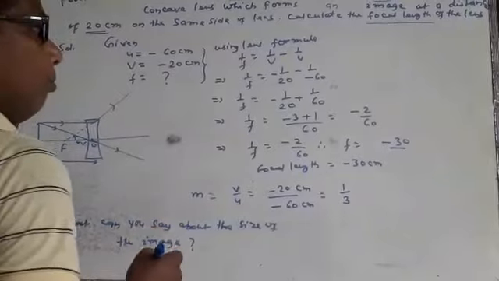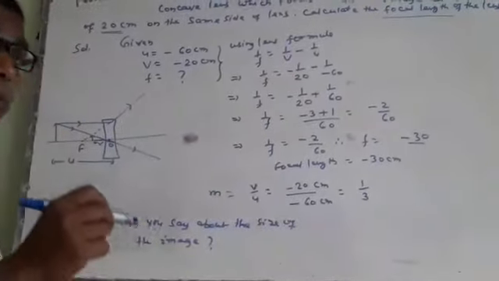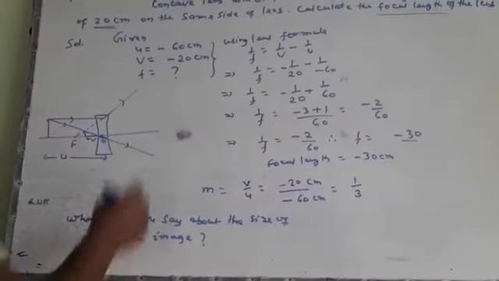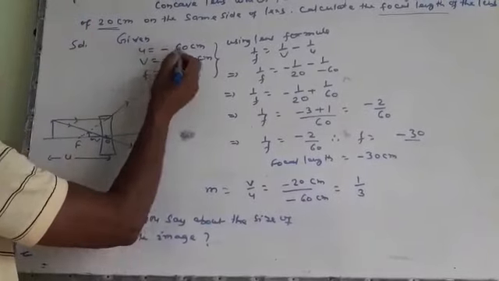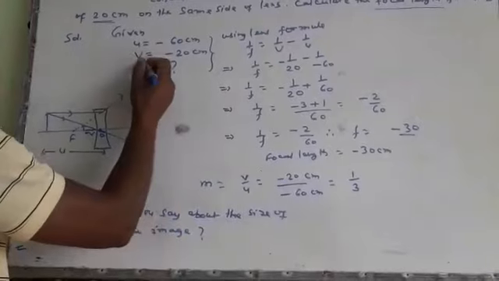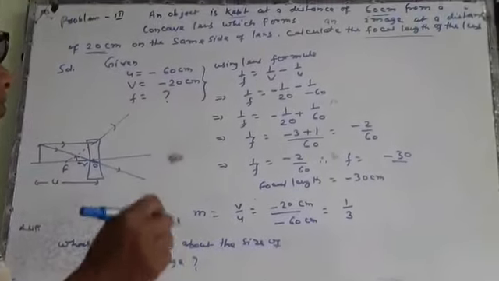So you know the lens formula: 1 by f equal to 1 by v minus 1 by u. First of all, we have to write down what quantities are given. u, the object distance, is minus 60 cm as per the sign convention. v is given here as minus 20 cm according to the sign convention.